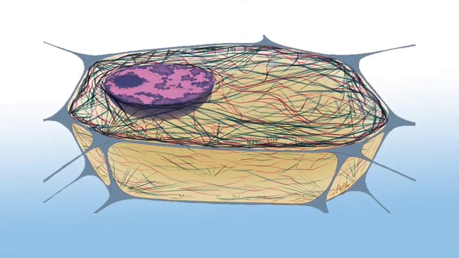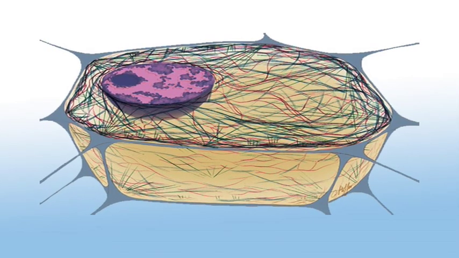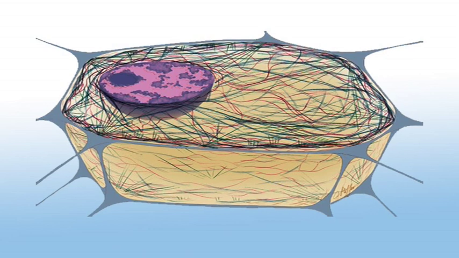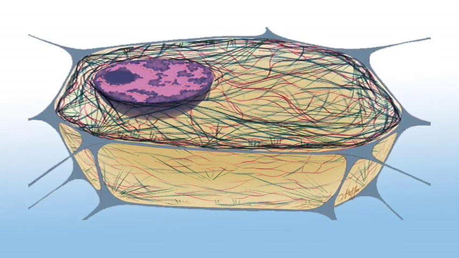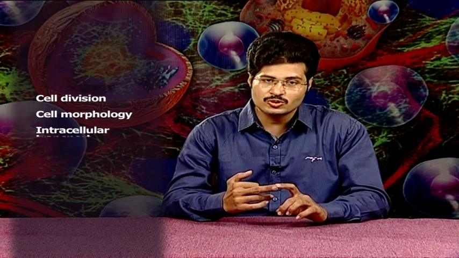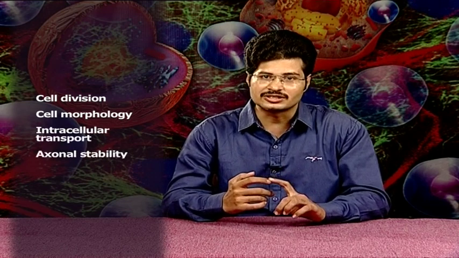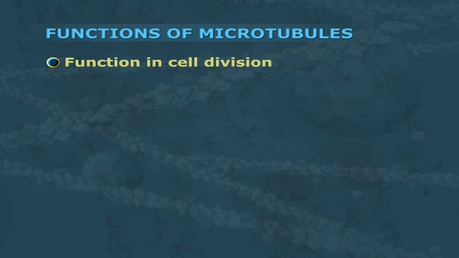Microtubules are the main building blocks that form the cytoskeleton, which is the cell's framework within which all components of the cell are held in position or allowed to move within certain constraints. Microtubules regulate cell division, cell morphology, intracellular transport, and axonal stability, and therefore play crucial roles in cell function. Let us study in detail the function in cell division.